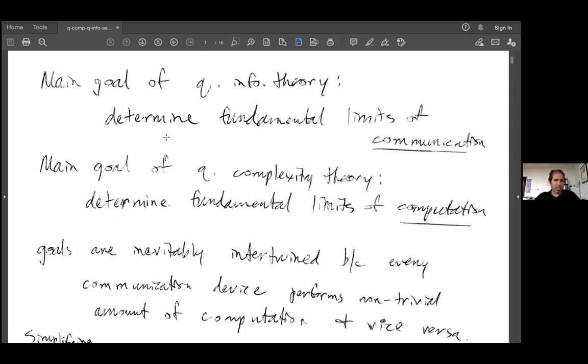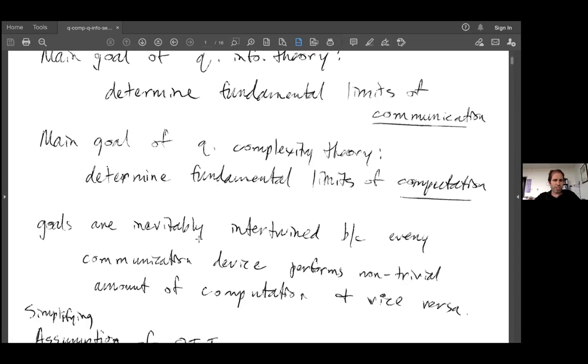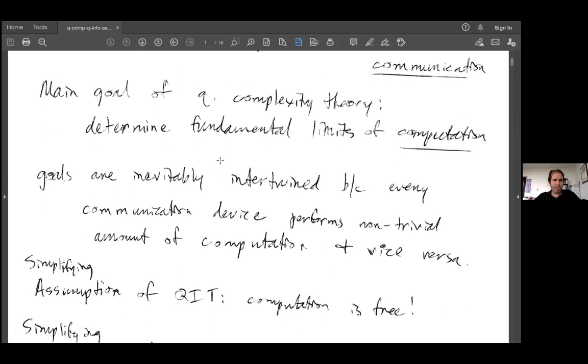Okay, so these are two grand goals, and the reality is that they are intertwined, because in practice, a communication device is going to perform computation, and the same is true for a computational device. It's going to perform communication. And so these fields and these goals are strongly linked to each other.